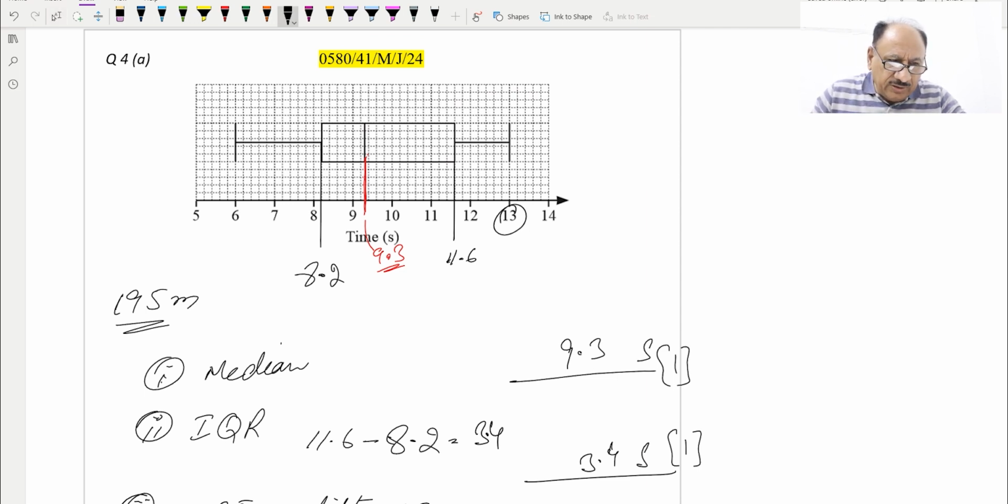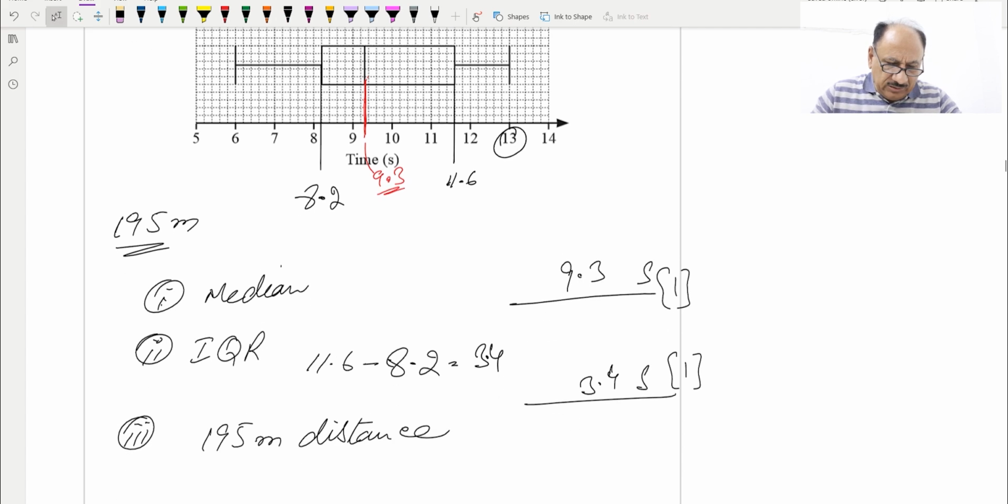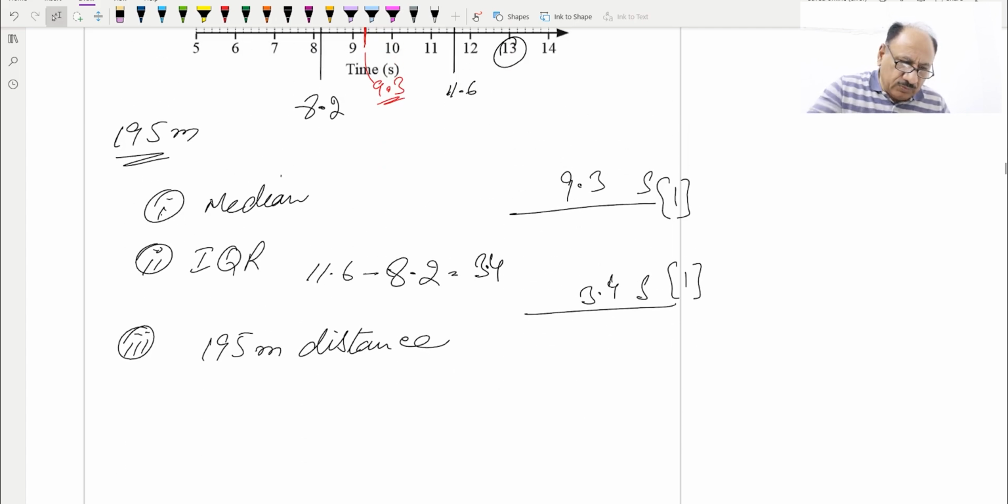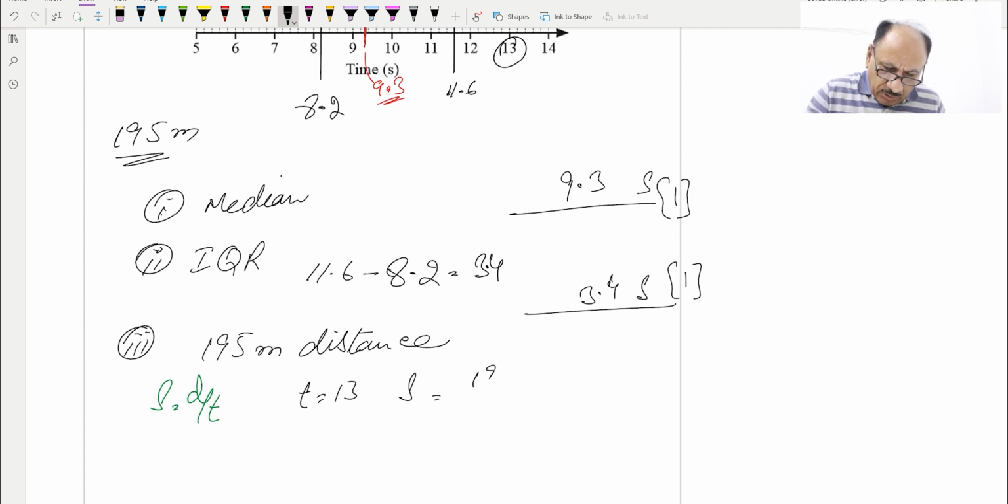So we will find the speed for 13 seconds. Speed, we know, is equal to distance over time. So for t equal to 13, speed will be equal to 195 meters, which is in meters, divided by 13, which is in seconds.